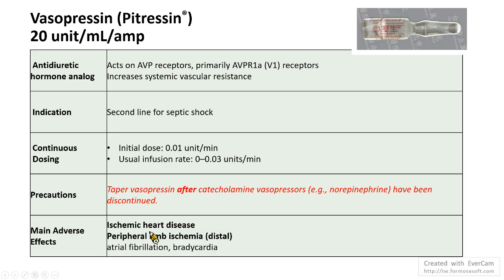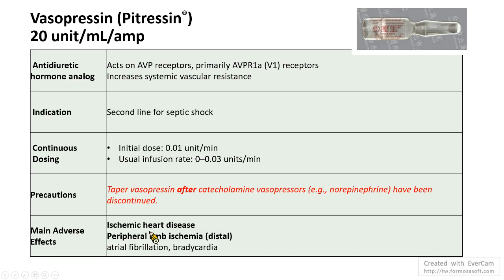The second agent is vasopressin. It is the second line for septic shock and is known for purely increasing the SVR, the systemic vascular resistance. As for the dosage, do remember the initial dose is 0.01 unit per minute, which can be scaled up by 0.01 steps, from level 1 to level 3, which is 0.03 unit per minute.